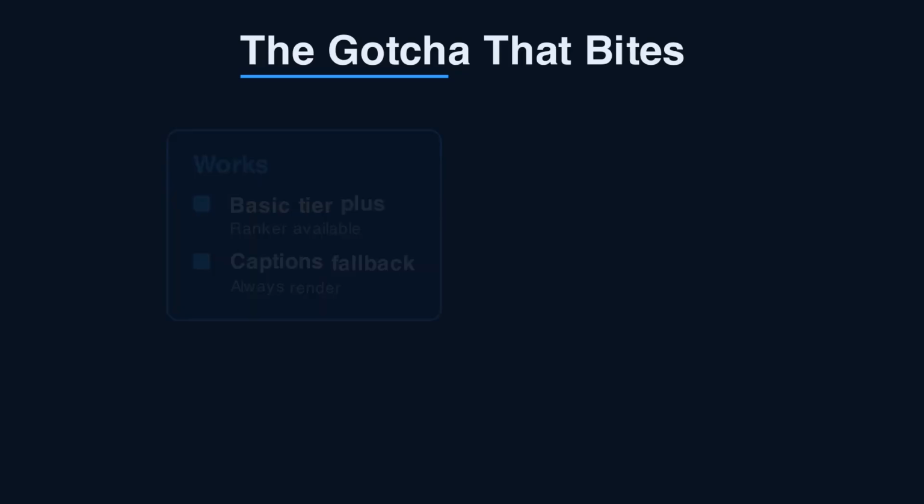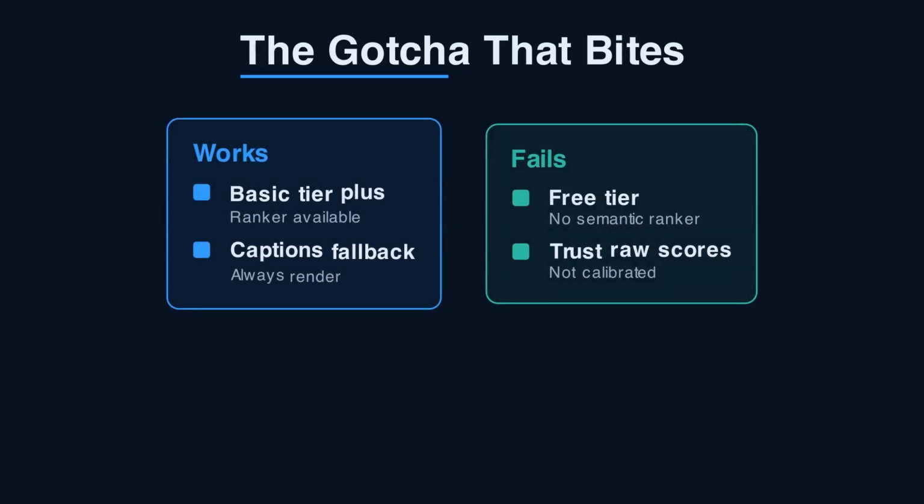Here is the gotcha that trips teams up. Semantic ranking needs the basic tier or higher. You also enable the semantic ranker on the service. Answers return empty when no span scores high enough. That is expected behavior, not a failure. Always render captions as your fallback path. And treat confidence scores as relative, not calibrated probabilities.